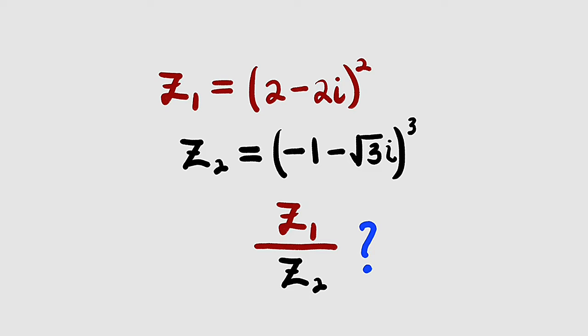In this tutorial we are going to learn how to divide a complex number by another complex number applying the Moivre theorem, and we have only one problem in this tutorial. We are given that z1 is equal to (2 - 2i)^2 and z2 equal to (-1 - √3i)^3, and we are asked to divide z1 by z2.